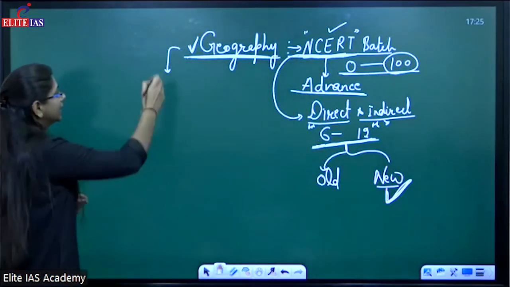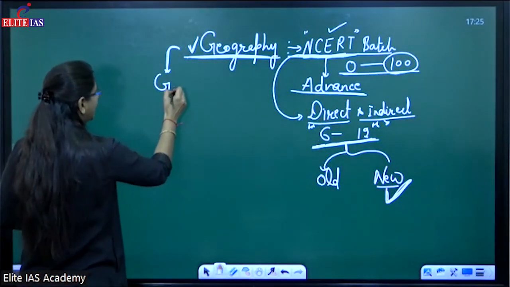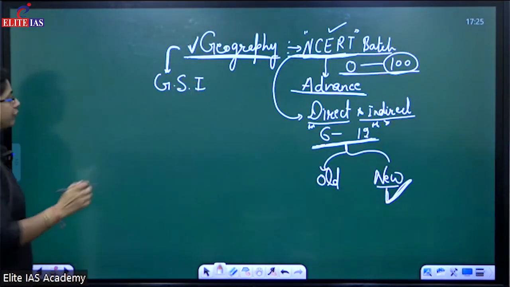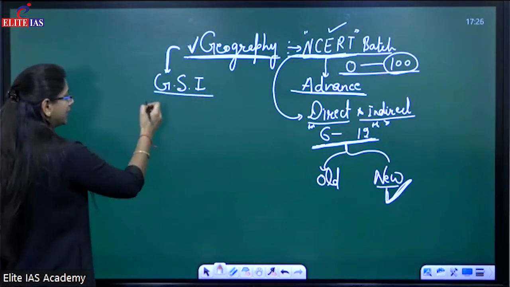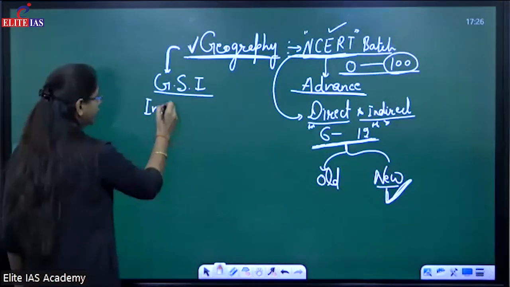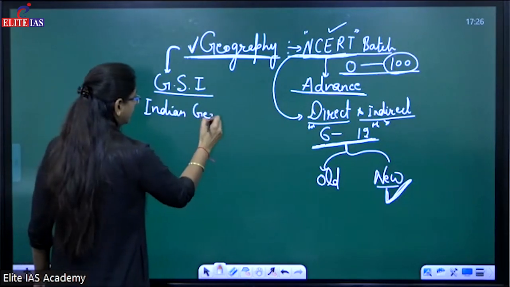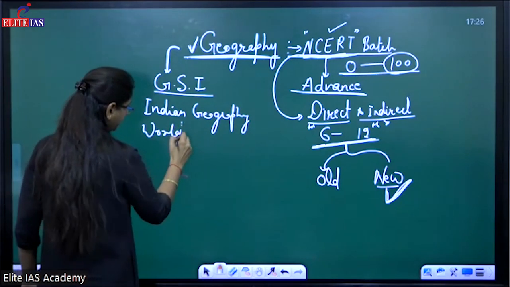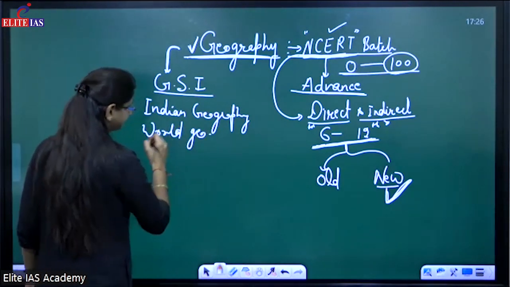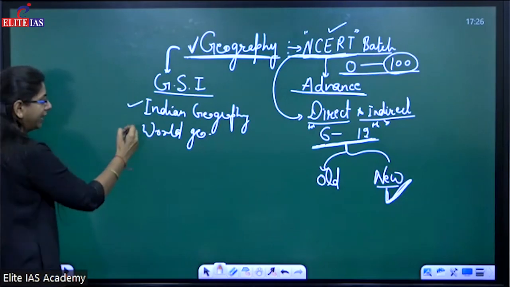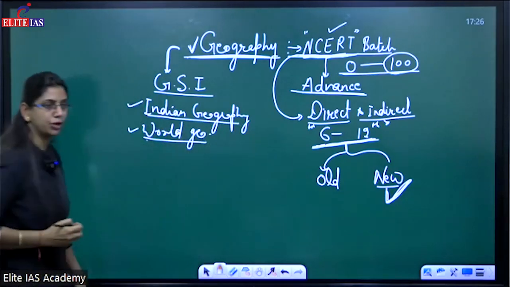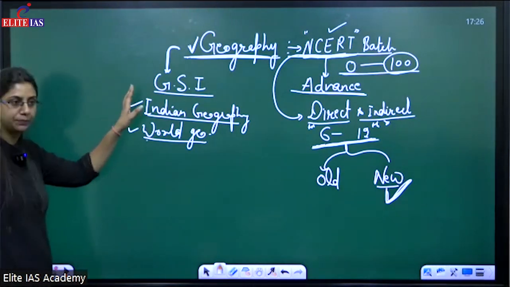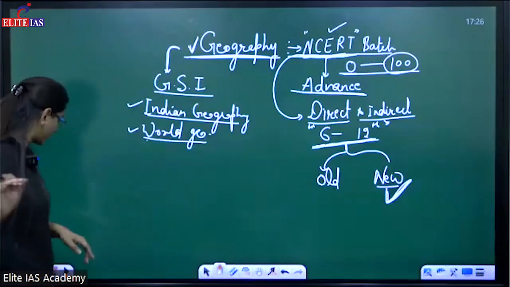But geography will be asked in GS paper 1. And for GS paper 1 in the mains examination, we need to prepare Indian geography as well as world geography. Both should be covered. Clear?